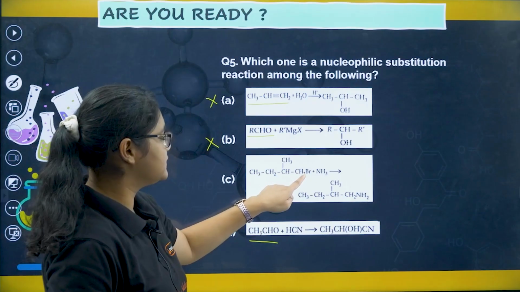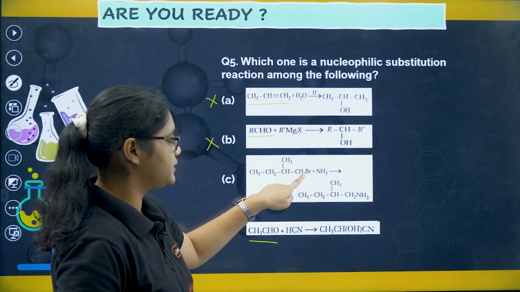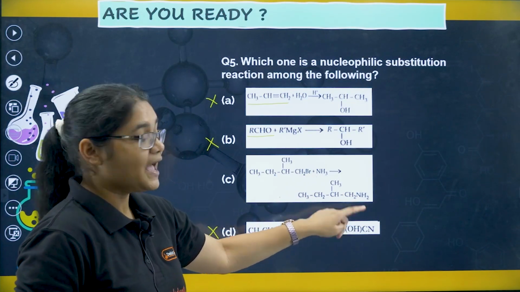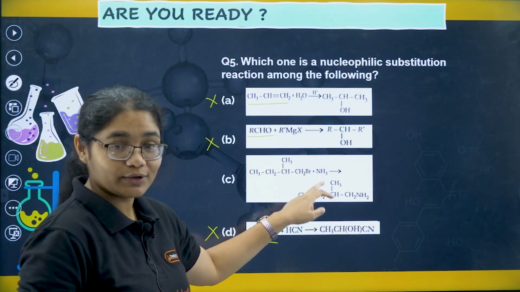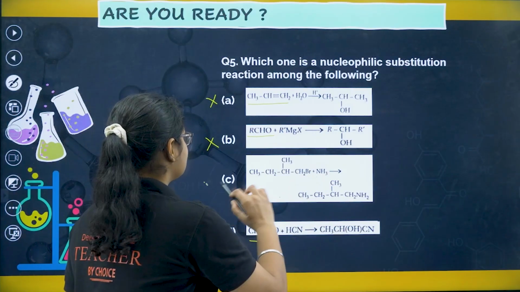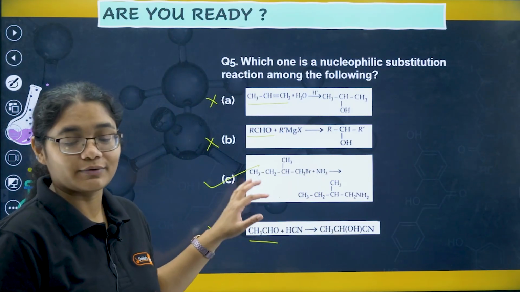But here if you see, this is Br. When you treat it with NH3, the Br is replaced with NH2, and we have studied that NH3 is a nucleophile. So that is why this is going to be my answer for question number 5.